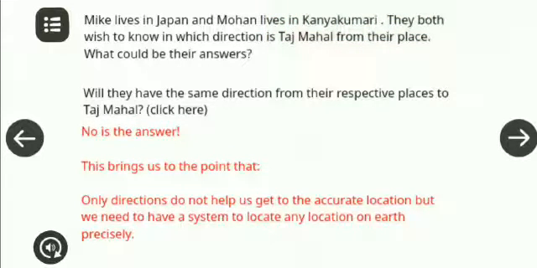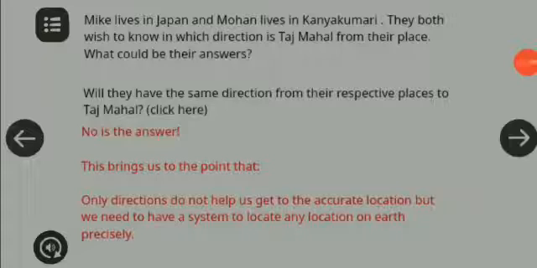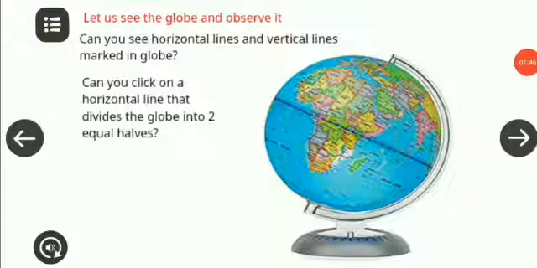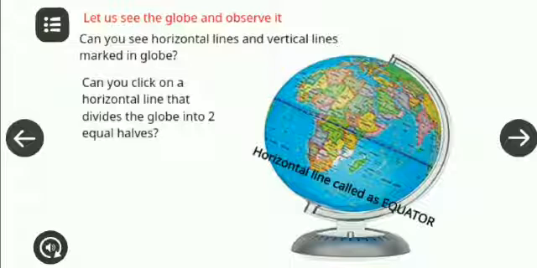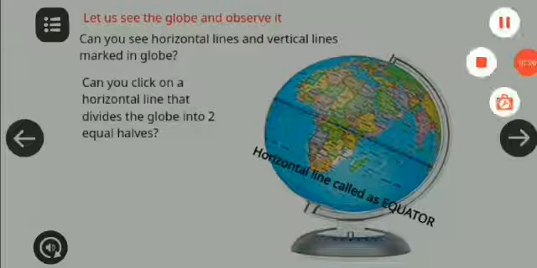No is the answer. This brings us to the point that only direction does not help us to get the accurate location. But we need to have a system to locate any location on the earth precisely. So children, can you see the horizontal and the vertical line marked in the globe? Can you click on the horizontal line that divides the globe into two equal halves? Yes. These horizontal lines are also called the equator.